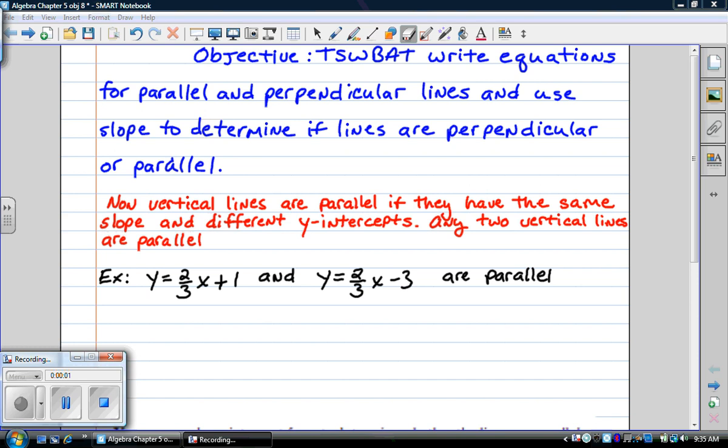All right, our objective today is to be able to write equations for parallel and perpendicular lines, and to use the slope to determine if lines are perpendicular or parallel. In red, I have highlighted non-vertical lines are parallel if they have the same slope and different y-intercepts. Any two vertical lines are parallel.